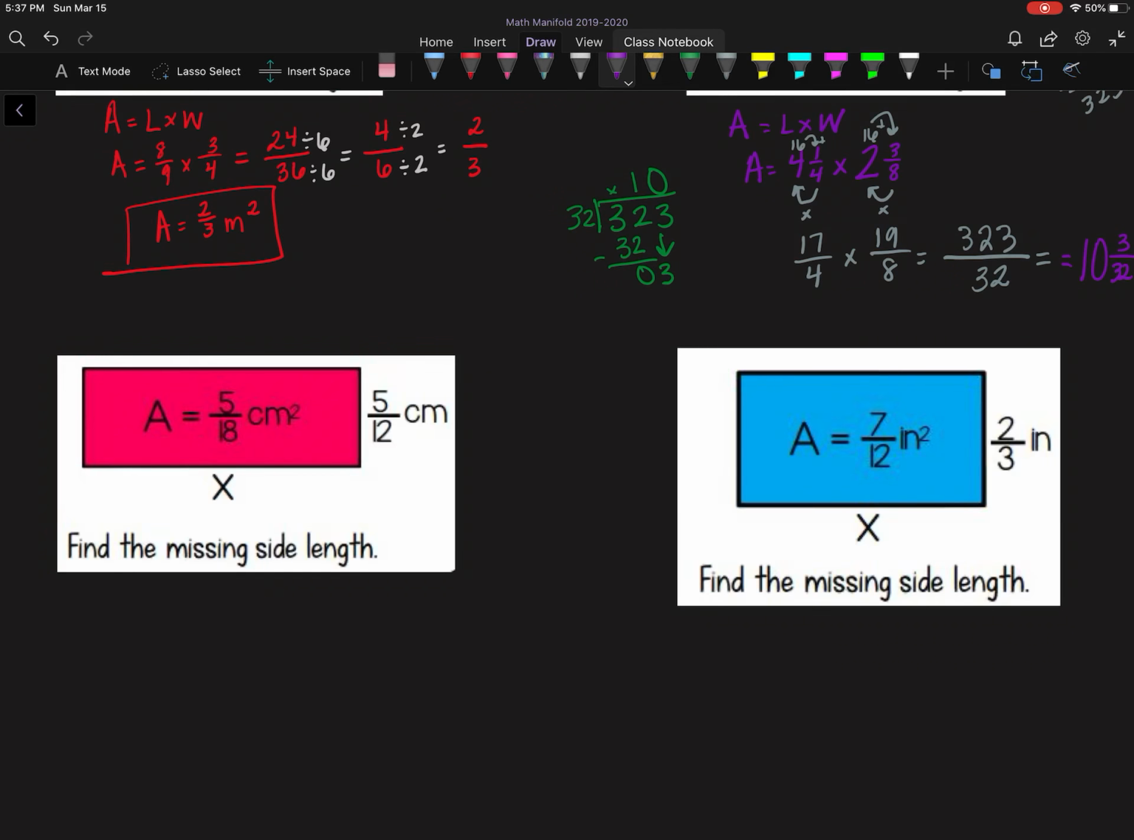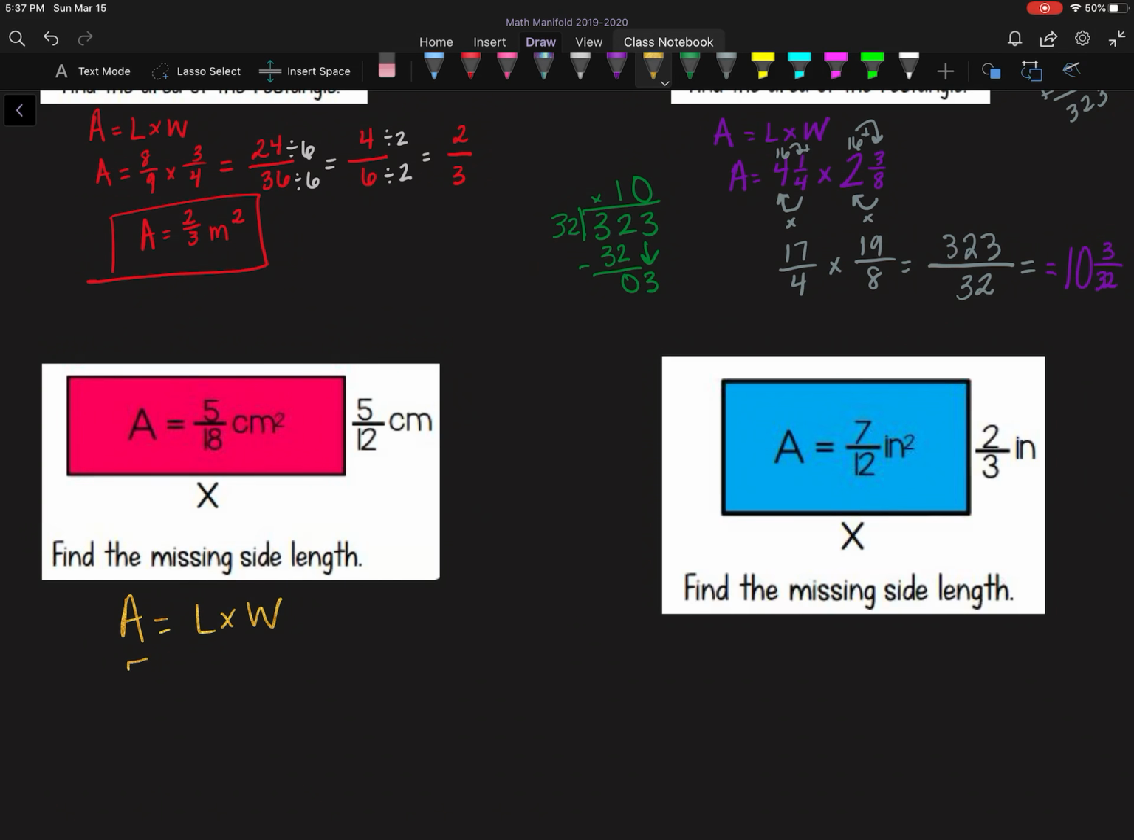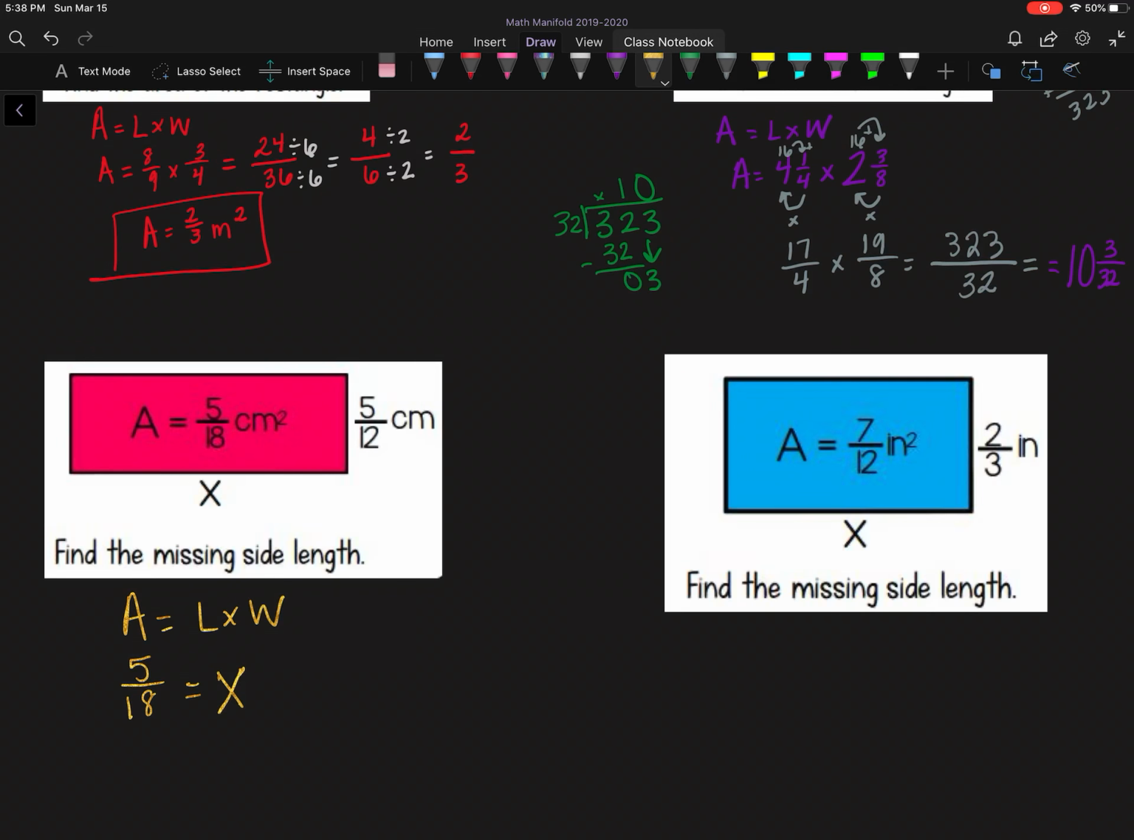So with this problem, we have area equals length times width again, but this time my area has been given to me, and that is 5/18 equals, we're going to say we don't know what my length is, so I'm going to replace that with a variable x since that's what they have here. And then we're going to multiply that times 5/12.